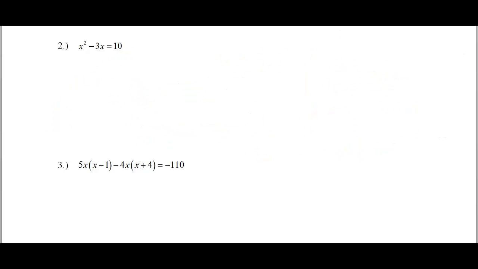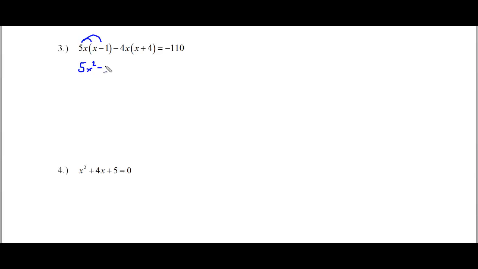Let's go back to problem number 3. Problem number 3 needs a lot of manipulation to actually make it look like a quadratic formula. Your first step here is to distribute. So this is going to be 5x squared minus 5x. Careful in this distribution right here. This is going to be negative 4x squared, negative 16x. That's important because you're distributing the negative 4, which makes both of these negative. This is equal to negative 110.